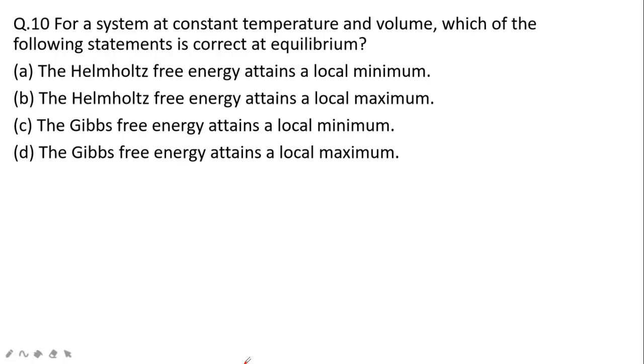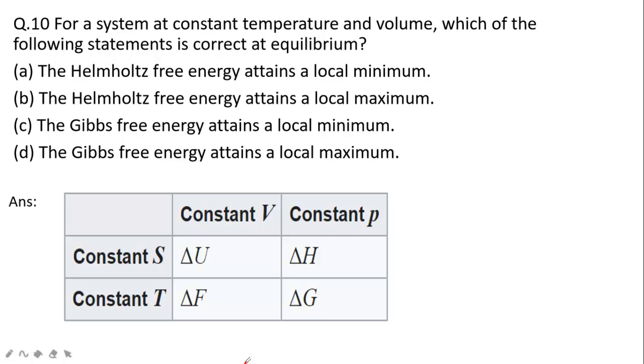I will tell you guys two approaches here. The first one is quite easy and the second one is from theory. So the first approach is how I solve these types of questions. You guys just have to learn this table. Make sure that you read out this table as I am reading out. At constant entropy and constant volume, del U has the local maxima or local minima, and del U is at equilibrium. At constant entropy and constant pressure, del H is at equilibrium.